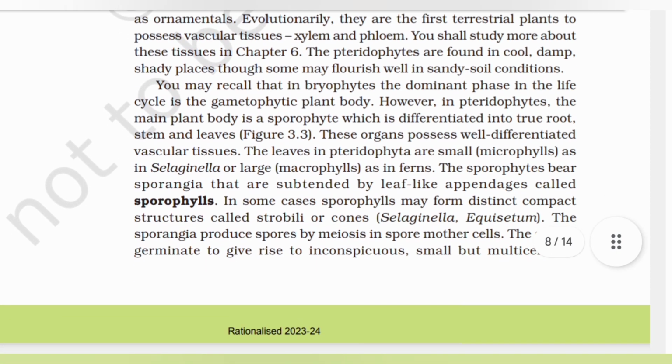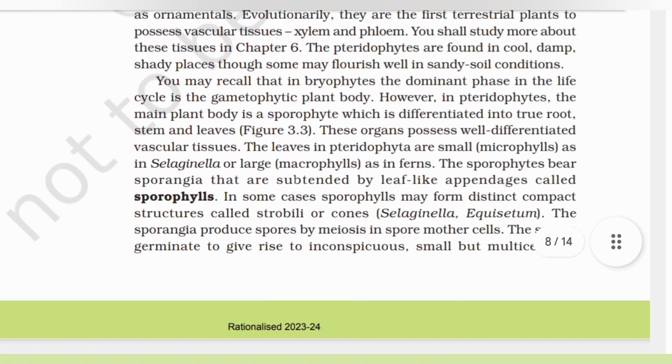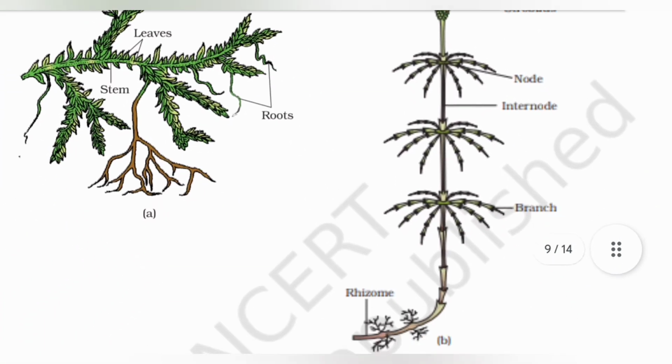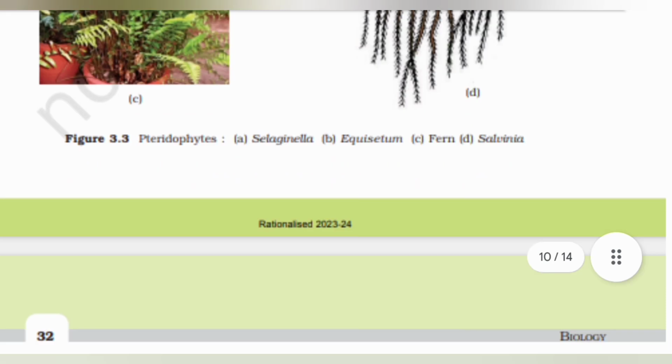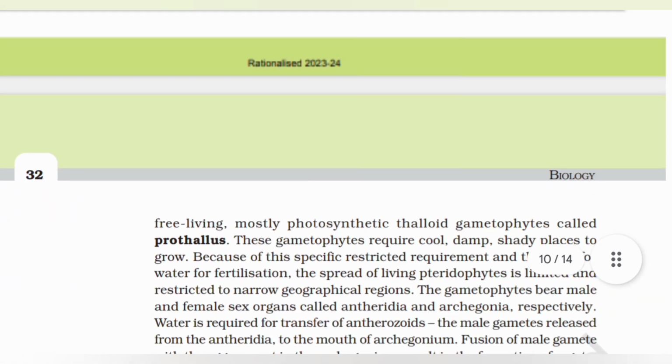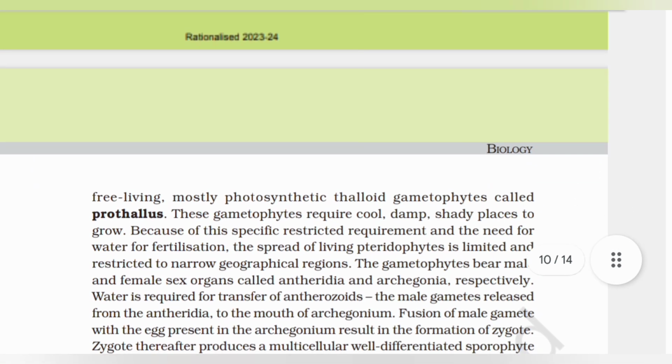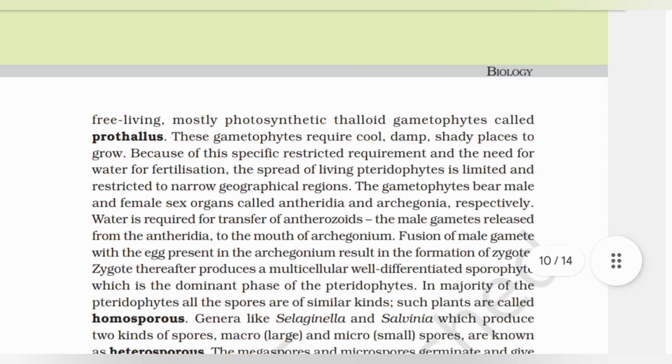The spores germinate to give rise to inconspicuous, small but multicellular, free-living, mostly photosynthetic thalloid gametophytes called prothallus. These gametophytes require cool, damp, shady places to grow. Because of this specific restricted requirement and need for water for fertilization, the spread of living pteridophytes is limited and restricted to a narrow geographical region.